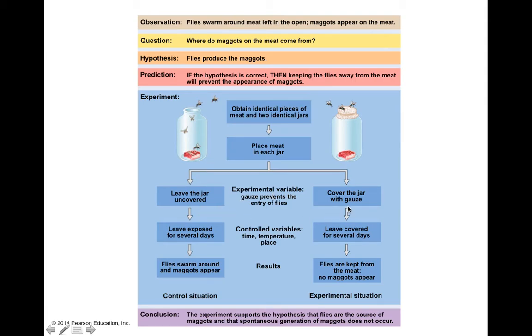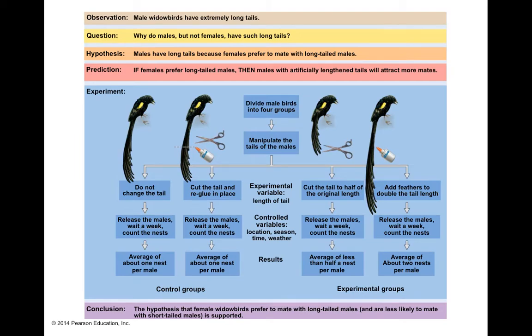So this jar is uncovered. This one is covered. Over multiple days, we look at our results, and lo and behold, the maggots appear where the flies were swarming and do not appear where the flies were kept off of the meat. So the conclusion is that we're supporting the hypothesis. Flies are the source of the maggots, and maggots do not spontaneously generate, which was the alternative option for the hypothesis, that maggots actually come out of the meat.